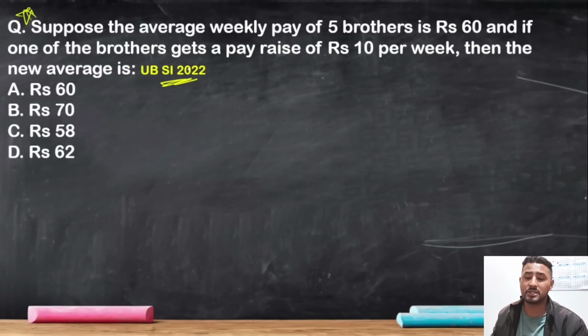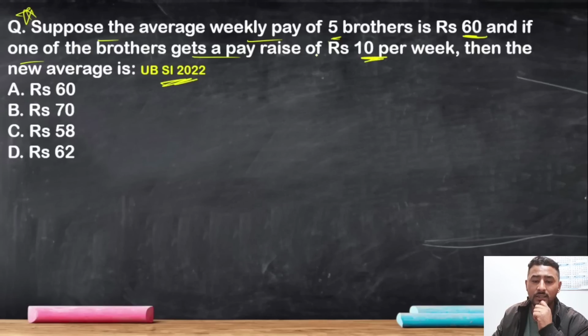Okay, this type of question comes in UBSI 22. Suppose the average weekly pay of 5 brothers is rupees 60, and if one of the brothers gets a pay raise of 10 per week, only one brother is getting a pay raise of rupees 10 per week. Okay, so let us see now what we can do.